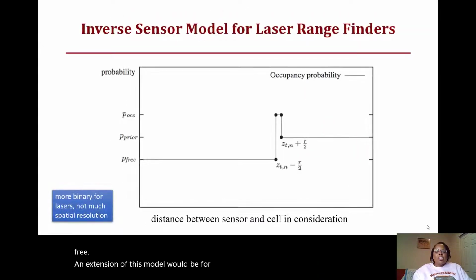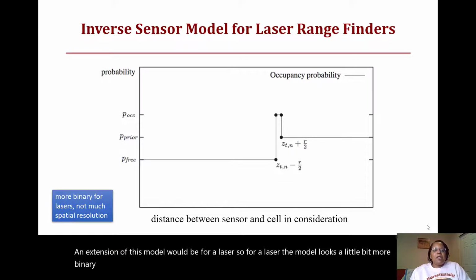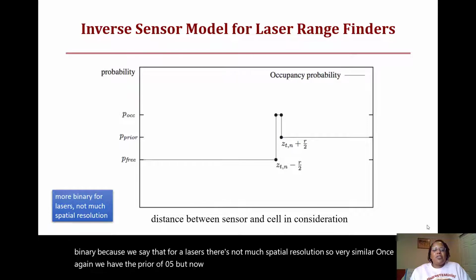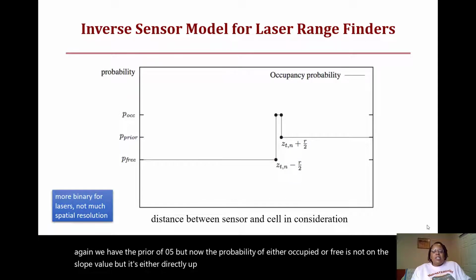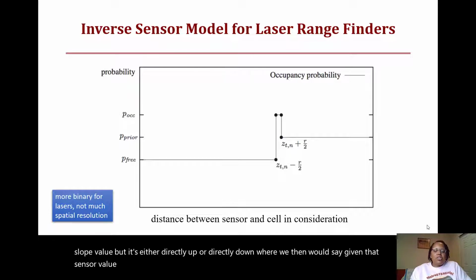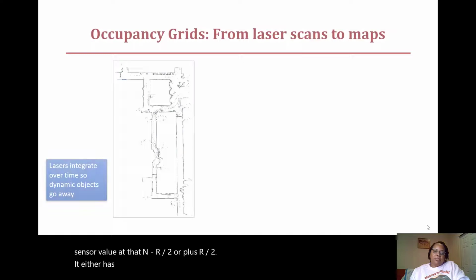An extension of this model would be for a laser. For a laser, the model looks a little bit more binary because for lasers, there's not much spatial resolution. So, once again, we have the prior of 0.5, but now the probability of either occupied or free is not on a slope, but is either directly up or directly down, where given the sensor value at the end minus R over 2 or plus R over 2, it either has a value or it doesn't have a value.